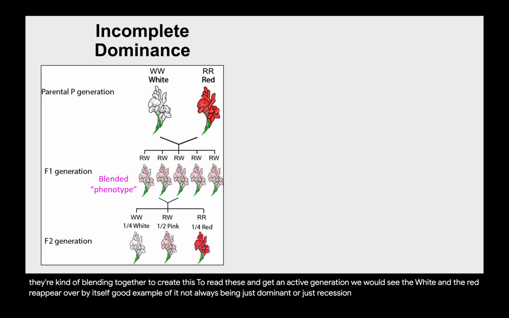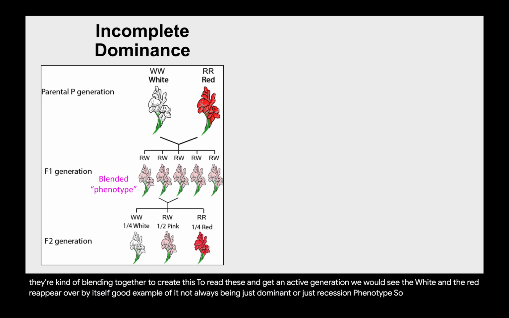So pink is a phenotype. But does it become one like white and red? Does it become one of those that is possible every generation?